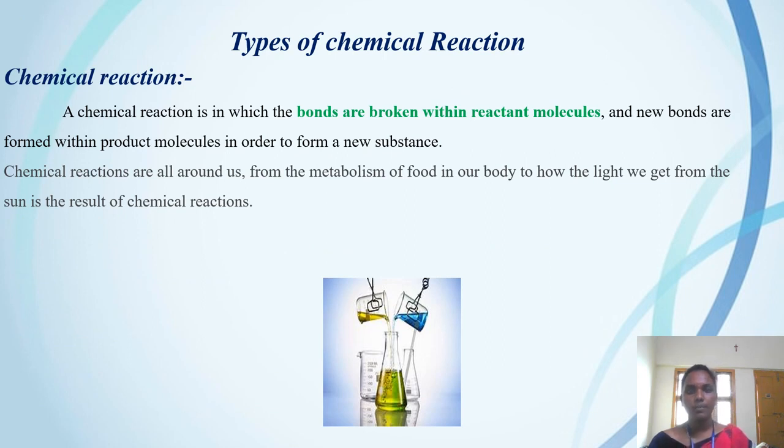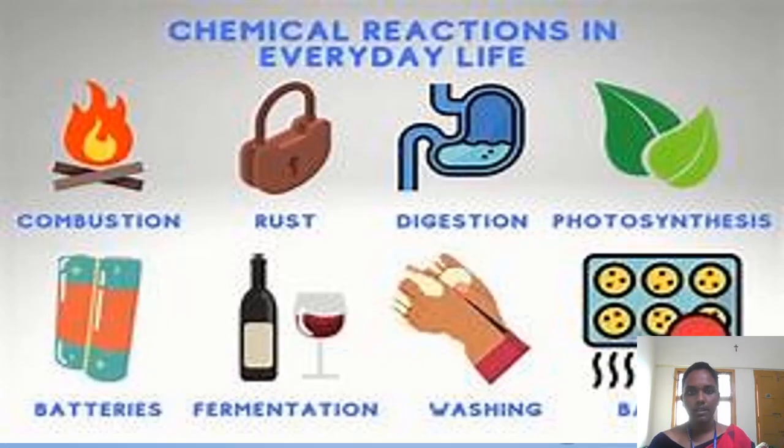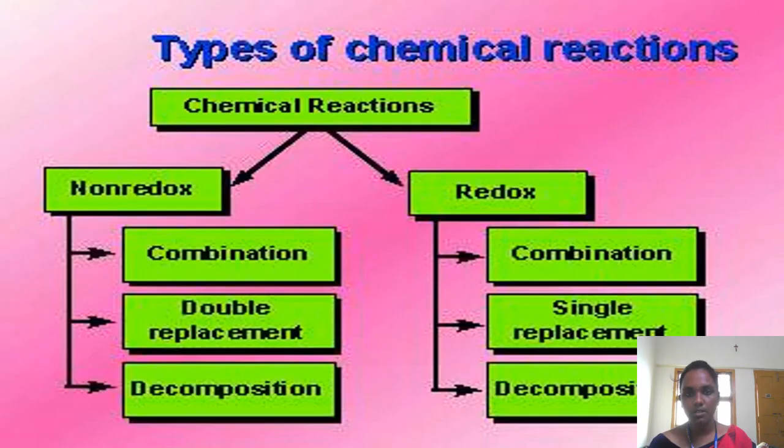The next topic is types of chemical reactions. A chemical reaction is nothing but the bonds are broken within the reactant molecules and new bonds are formed within the product molecules to form new substances. Some examples of chemical reactions useful in our daily life are combustion, rusting, digestion, and photosynthesis. In these day-to-day activities, chemical reactions play a vital role.